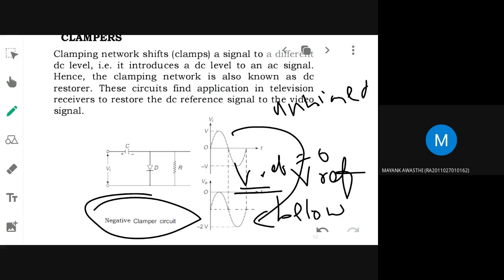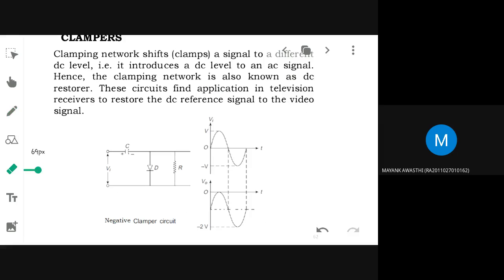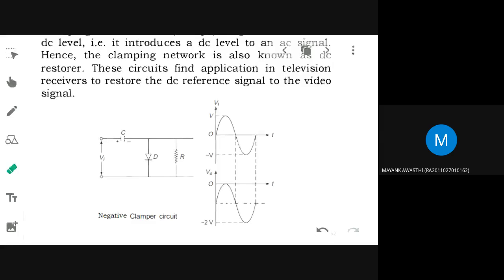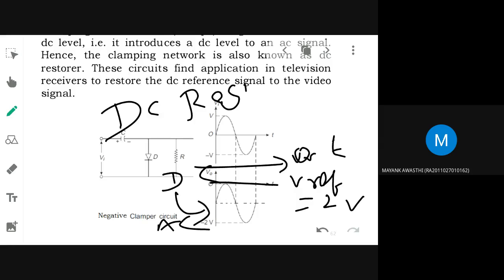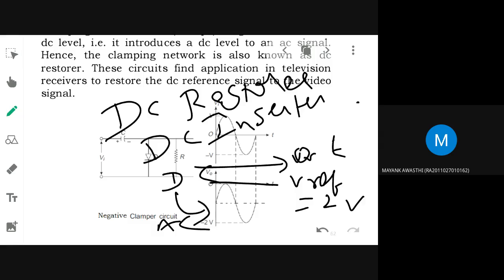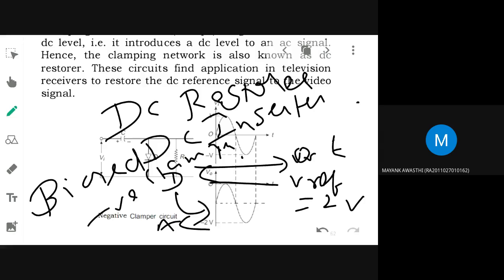You can make it biased also. If you are making it biased, you set a V reference here. Let us consider this is your 0 point or 0 time, and here you set V reference equal to 2 volt. This is the DC that you are adding to the existing AC. That is why it is called a DC restorer or DC inserter. That way it becomes a biased negative clamper. That is also possible. So you understood the difference between an unbiased negative clamper and a biased negative clamper? Yes, ma'am.